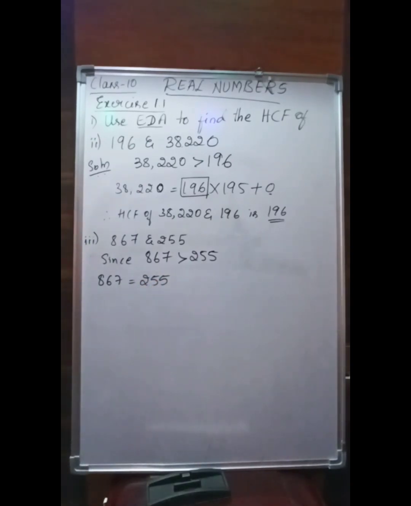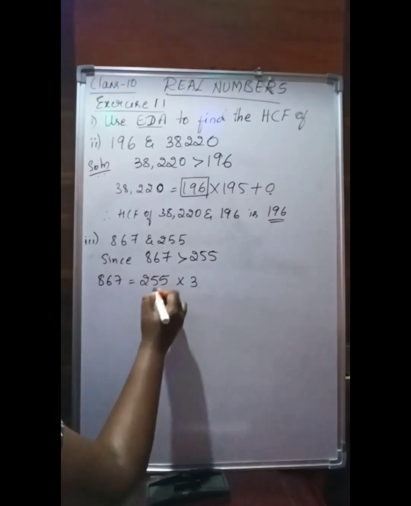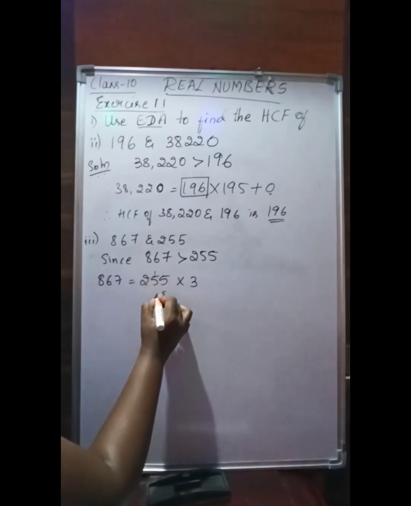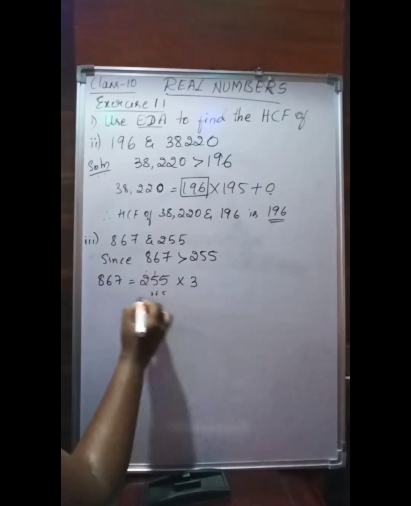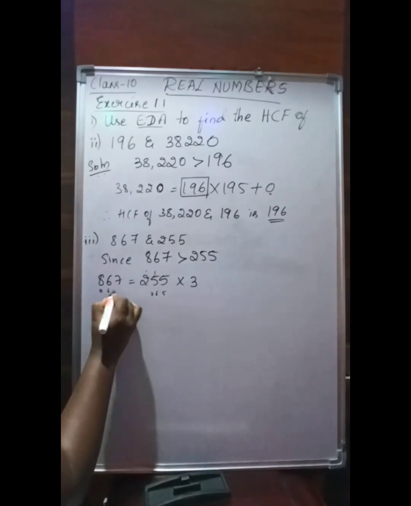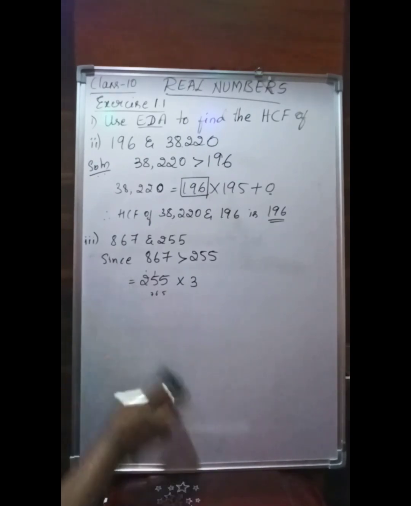Now how to solve this one? 255 into 2 is 510, so that is not possible. You can consider 3. If you consider 3, how much will you get? 3 fives are 15, 5 and 1 carry, 3 fives are 15, 16, 1 carry, 3 twos are 6 plus 1 is 7. So this one you can consider, 765. So 867 minus 765, what do you get? 7 minus 5 is 2, then 0, then 1, so you get 102. So the remainder will be 102.